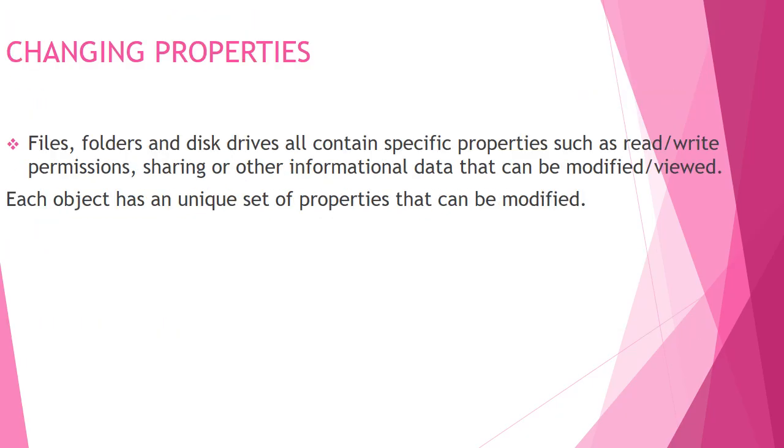Changing properties. Files, folders and disk drives all contain specific properties such as read-write permissions. Those files are vital data or information that are necessary to be saved. Folders are containers that save those data and files. Then sharing or other information, data that can be modified or viewed. Each object has a unique set of properties that can be modified.